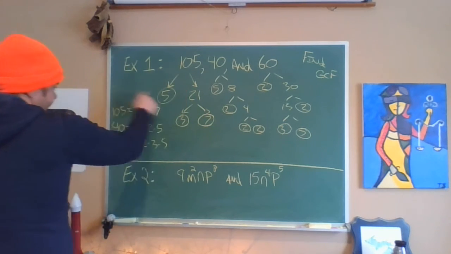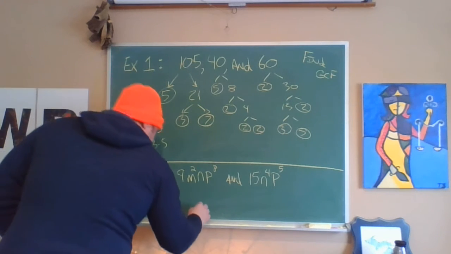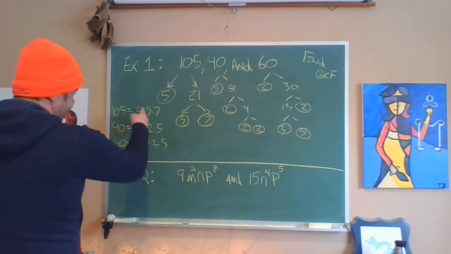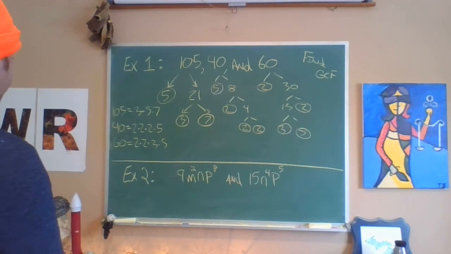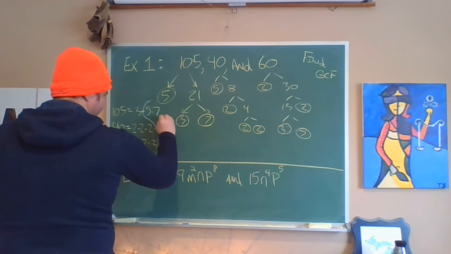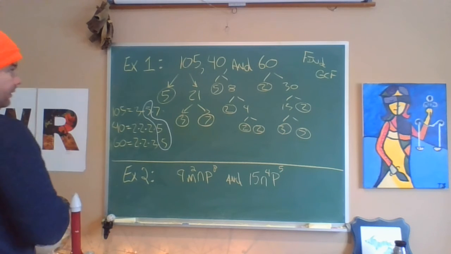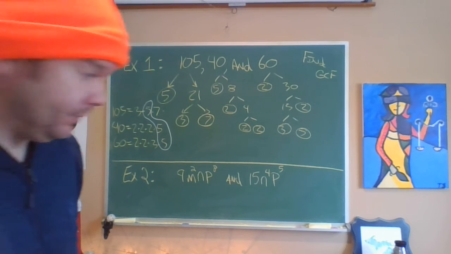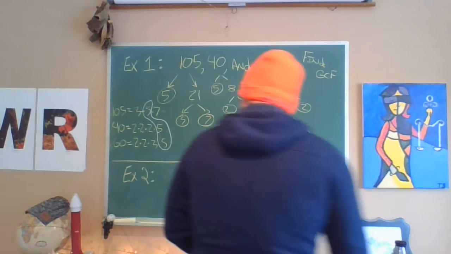Now that we have these prime factorizations written out, remember what we do is we look for common factors, what they all have in common. It looks like they all have a 5 in common. They don't all have a 7 in common. Is that it? The only thing they have in common is 5? Yeah, it looks like the only thing that they have in common is 5. And is that the right move? Yeah, that's the right move.